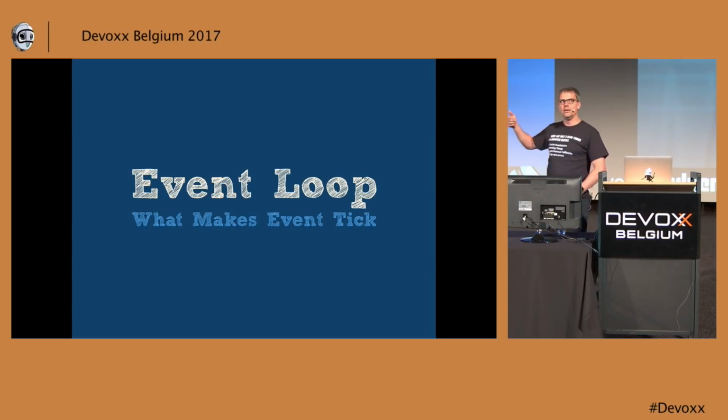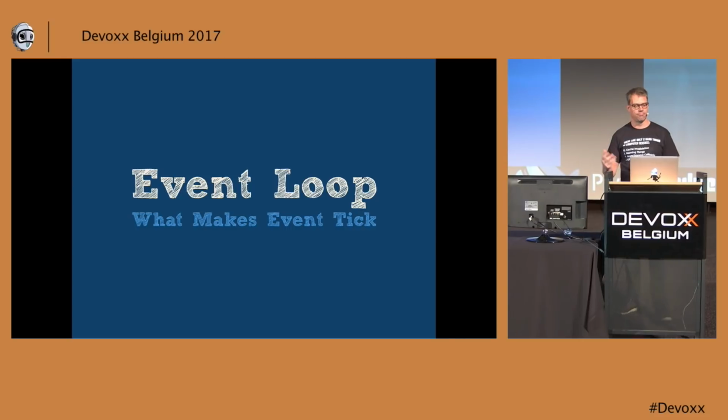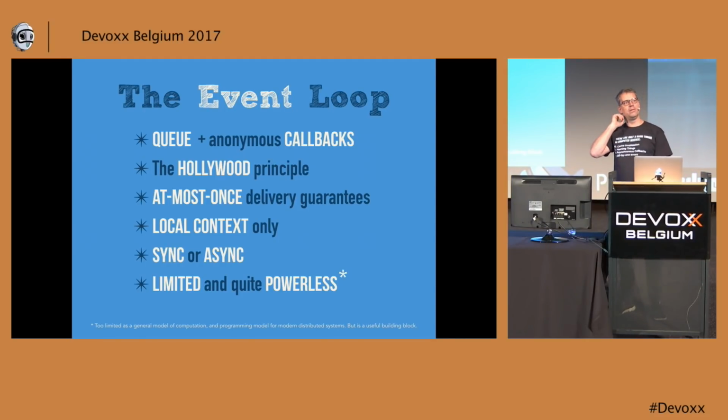The core machinery in events is the event loop. It's really what makes events tick. The event loop is built up of two things. First, we have the queue. Events that arrive end up in this queue, and then we have the event loop that picks one at a time, and for each one it invokes a callback. So we have these anonymous callbacks that are invoked for each event that is taken off the queue and processed. And this is very much according to the Hollywood principle, I'm sure you've heard about it: don't call us, we call you, type of approach.